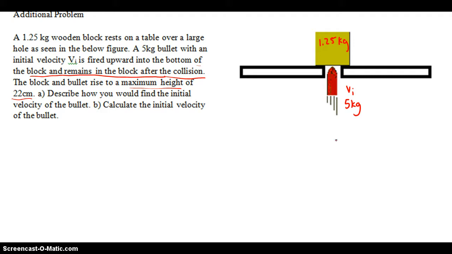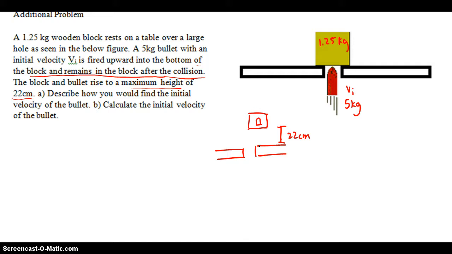So before the collision, this is what the scenario looks like. We've got the bullet moving and the block at rest. After the collision, the bullet is in the block and it's at a height of 22 centimeters above the table.